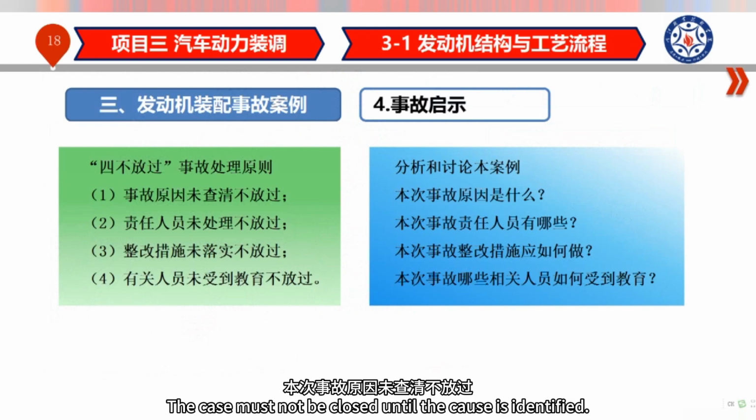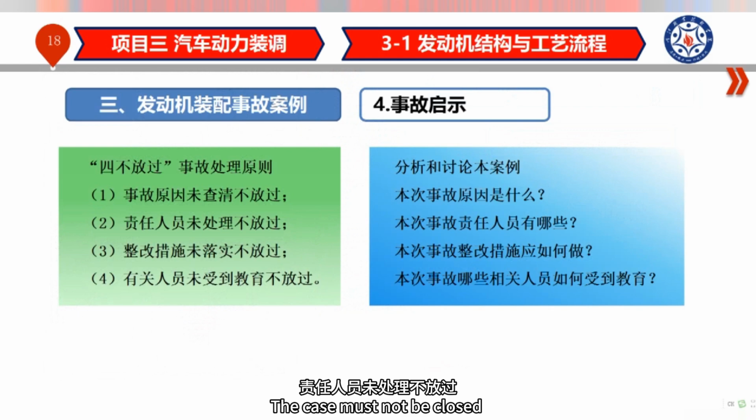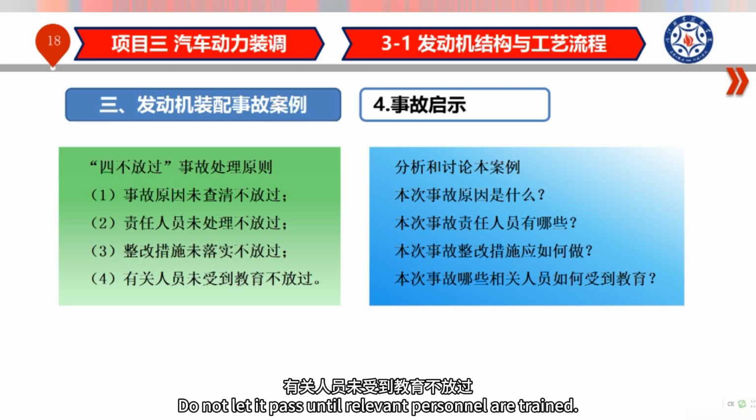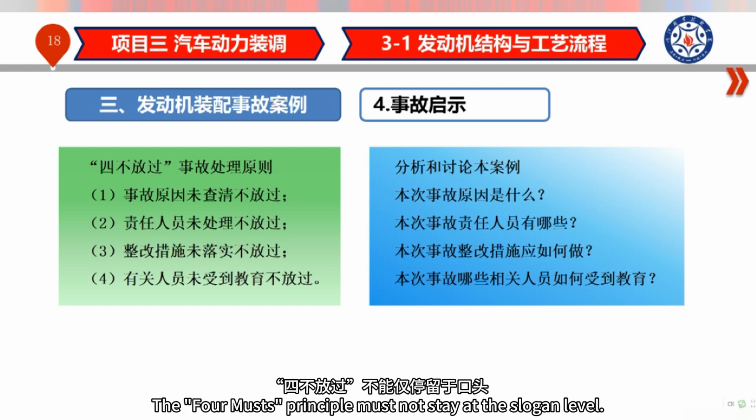The case must not be closed until the cause is identified. The case must not be closed until those responsible are held accountable. Do not let it pass until corrective actions are implemented. Do not let it pass until relevant personnel are trained. The 4 musts principle must not stay at the slogan level.